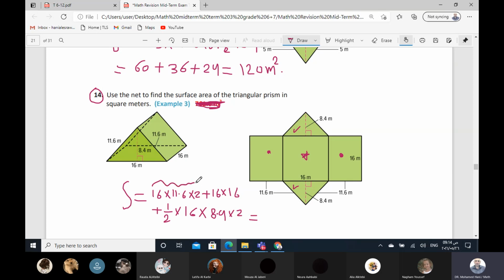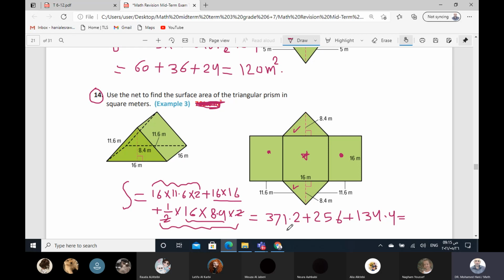The first operation here, we want to multiply. We have 16 times 11.6 times 2, which will be 371.2, plus the second operation, we have 16 times 16, the answer will be 256, plus the third operation here, 2 times 1/2 is 1, so you can cancel the 2 above and the 2 below, and 16 times 8.4 remains, so the answer will be 134.4.